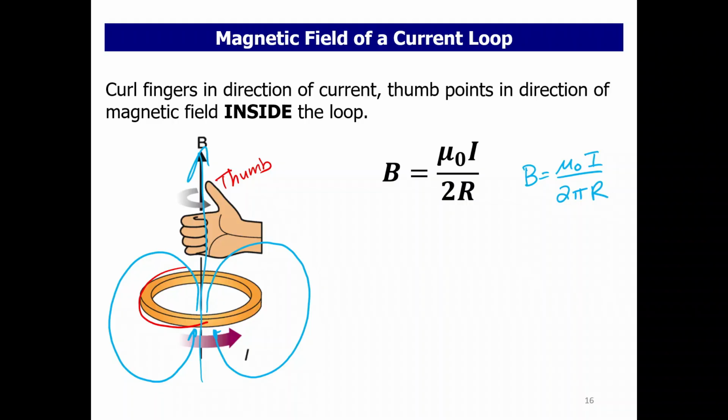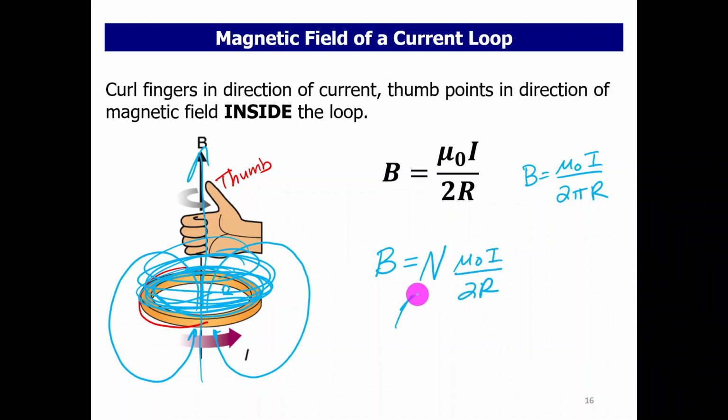So this is on the formula sheet, but you have to be very careful with it. This one is very similar, it just doesn't depend on pi. And it is the field at the direct center of that singular loop. If you had multiple loops, say a bunch of loops stacked on top of each other, then you basically add all of those magnetic fields together. And you would get N times mu naught I over 2R, where N is your number of loops.